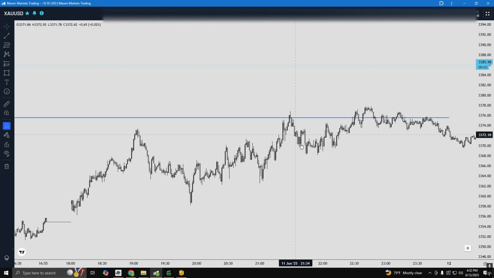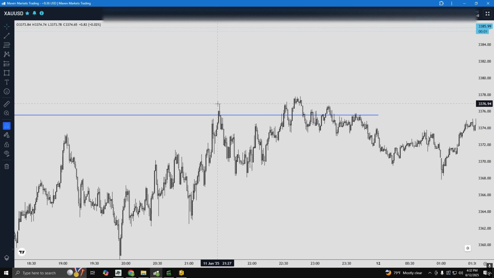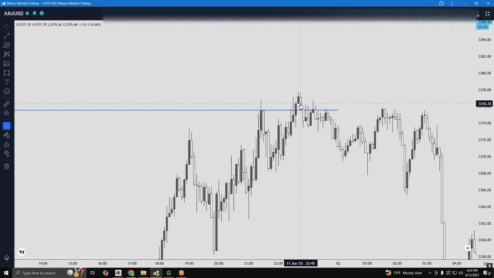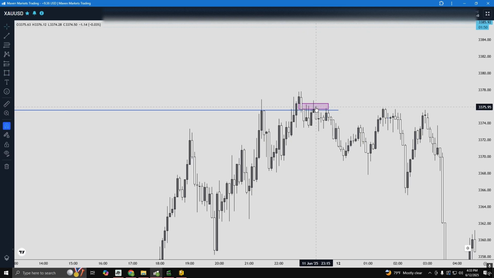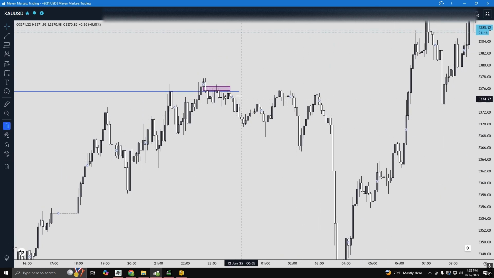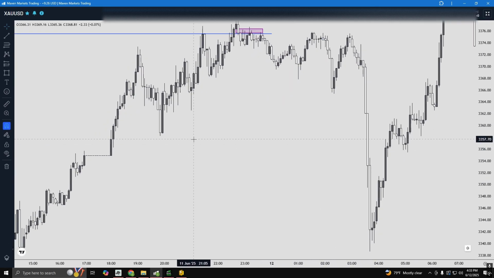1 minute inverse fair value gap right here. We had a little internal sweep here. We inversed this fair value gap. We left behind a 5-minute fair value gap right here. This is where I entered from, right? You'll see this in the previous half of the video. I entered right here. TP was these lows down here, and you can see what happened. It kind of ranged around for a little bit, but then it went straight down to our TP.